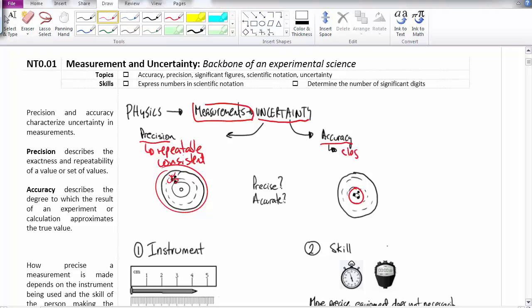So it's how close they are to the target value. In this case here, the measurements are precise, so yes. Are they accurate? No, because they're away from the target. But in this case, they are precise and they are accurate.